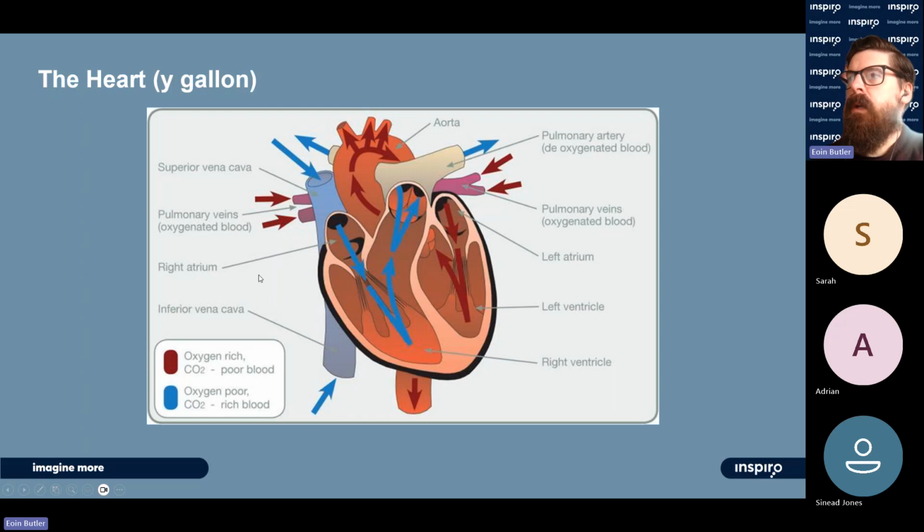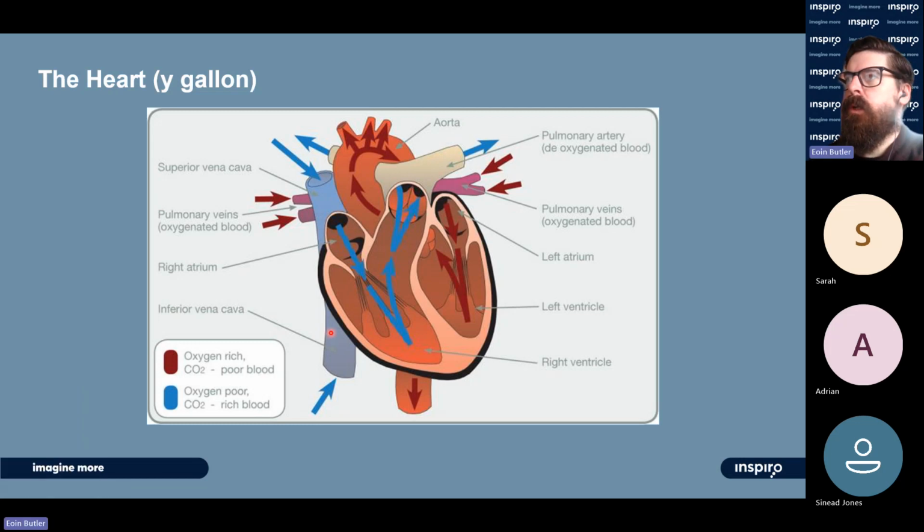So what we're going to look at here is the right side of the heart. Now, as we look at the heart itself, we swap over left and right. So the blue tube, the superior and inferior vena cava, will supply deoxygenated blood into the right atrium.